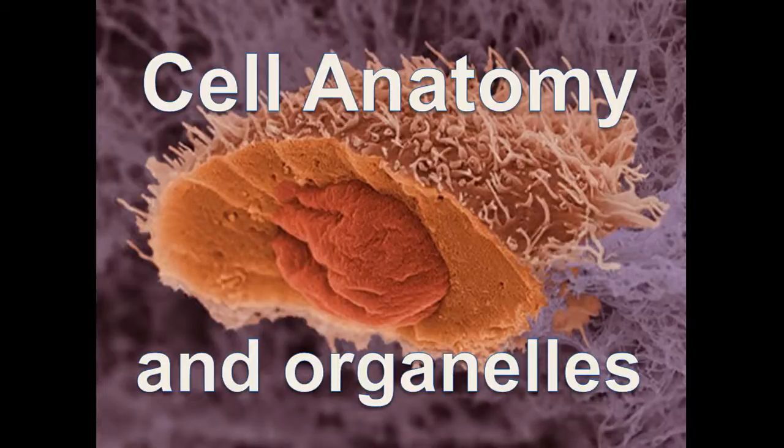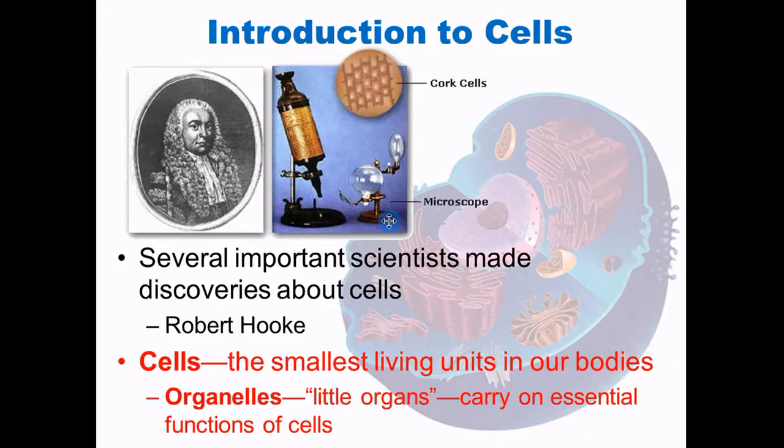Okay, now we're going to start talking about cell anatomy and the organelles in this chapter, this section. So let's first talk about the history of the cell. Cells have been around for a long time. The first guy to actually label the cell was Robert Hooke.